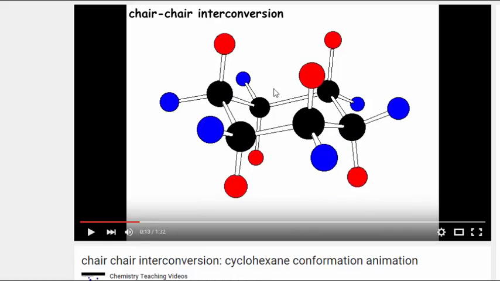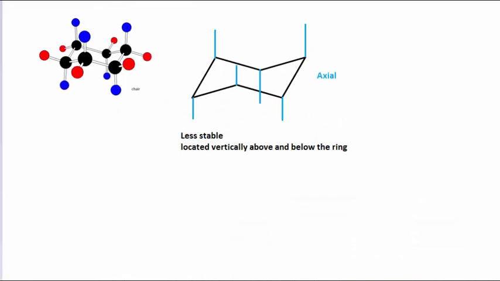Notice now that we are in the other chair conformation. Remember, it was in this location, now it's in this location. Or what you could say is it went from axial to equatorial. Let's slow down and take a closer look at that.